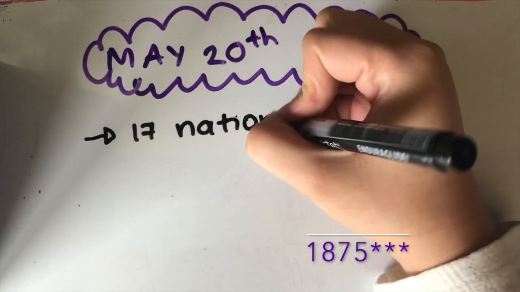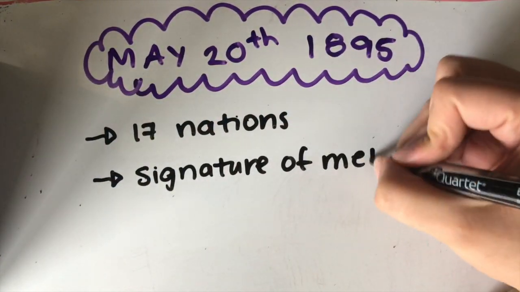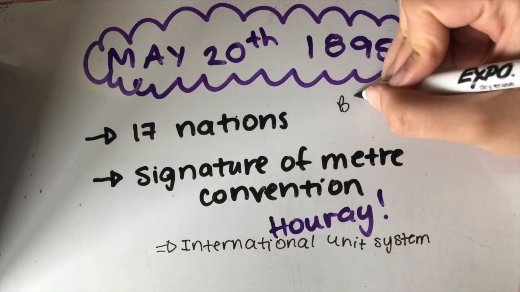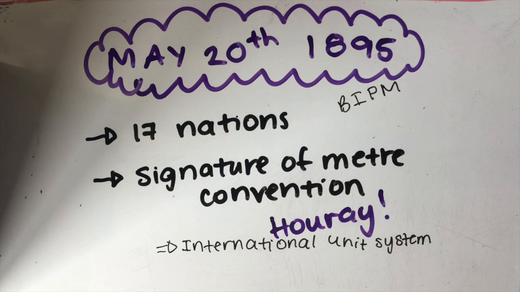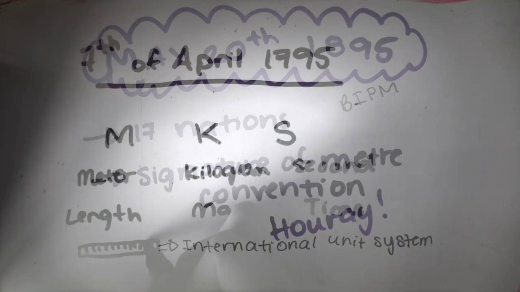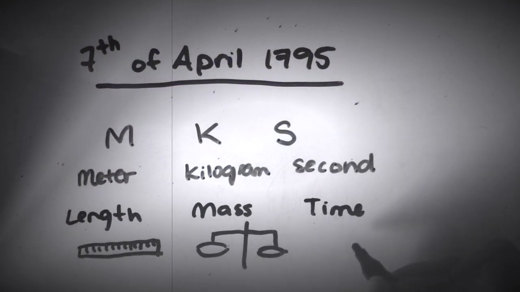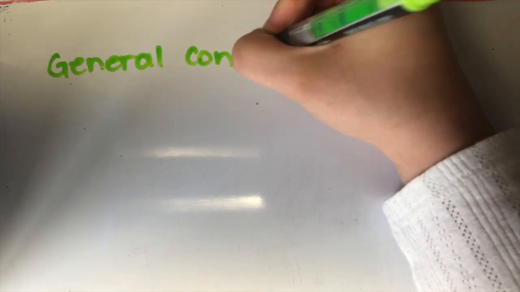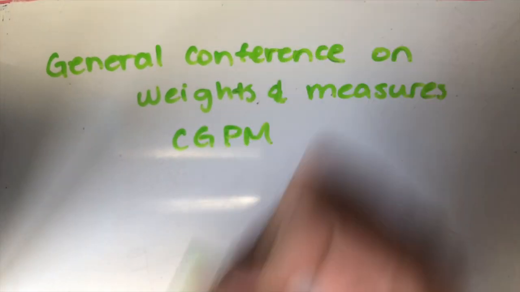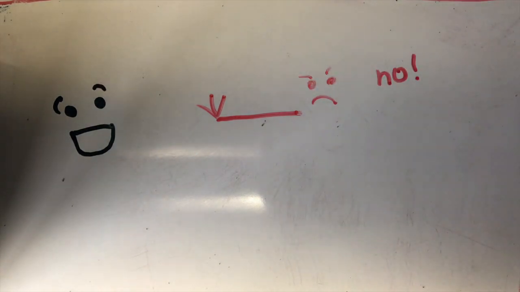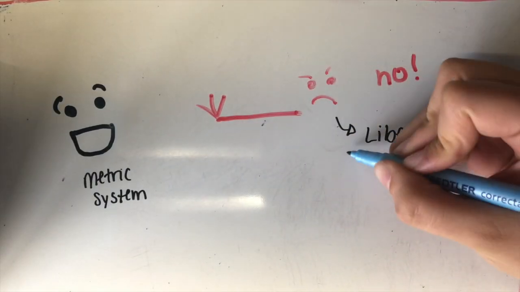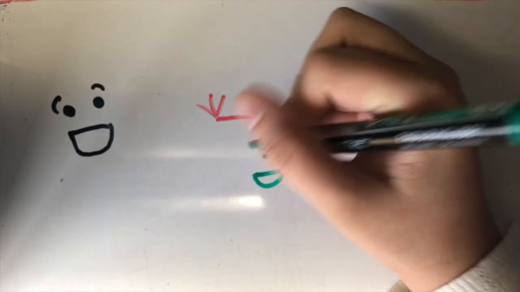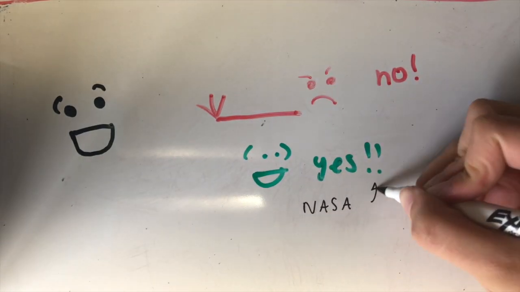Then, on the 20th of May 1875, 17 nations signed the Meter Convention, thus creating an international unit system directed by the French Bureau International des Poids et Mesures. Those international units are all based on the MKS system created by the French, as we just saw earlier. Since the 1875 Meter Convention, general conferences on weights and measures, called CGPM, are held every few years. As of today, only Liberia, Myanmar, and the US haven't adopted the metric system as their official measuring unit. However, NASA adopted the SI system in 2007.